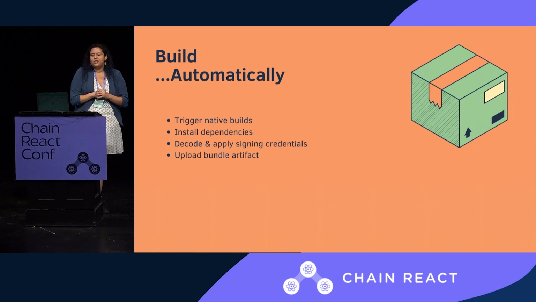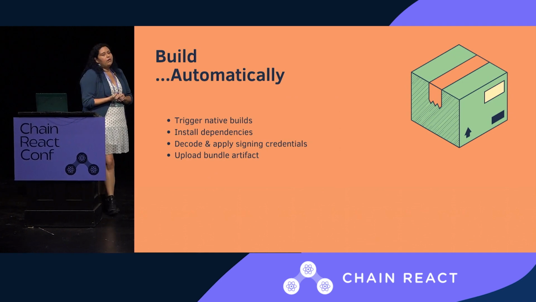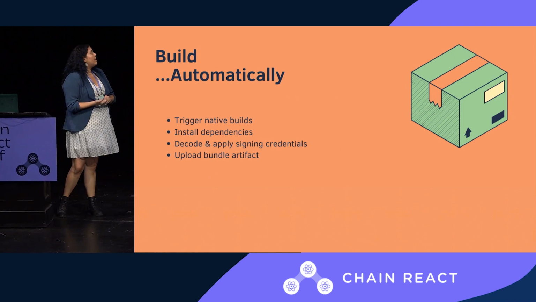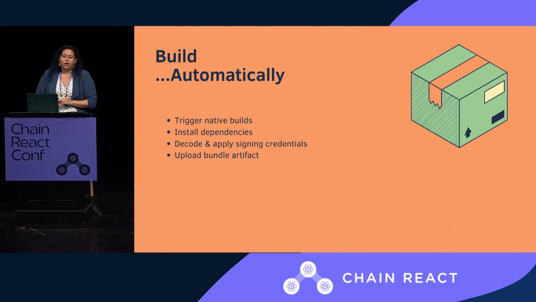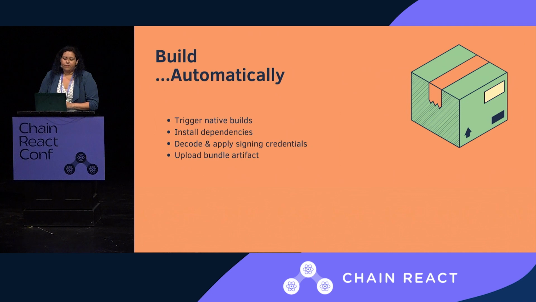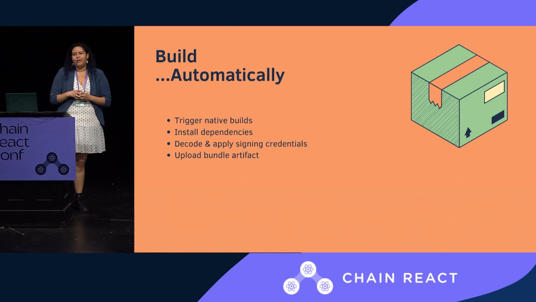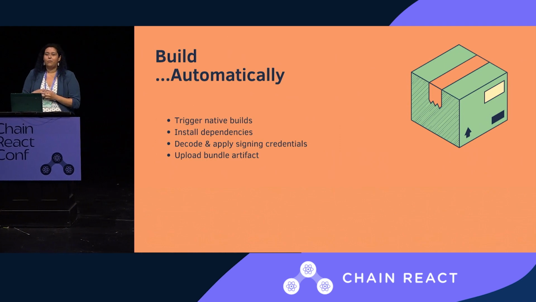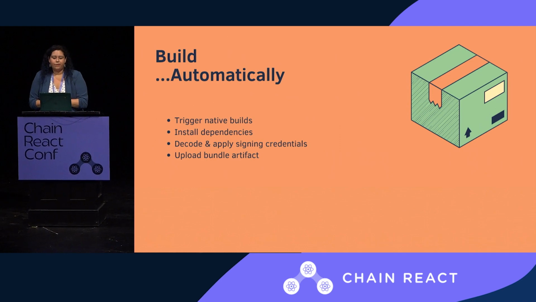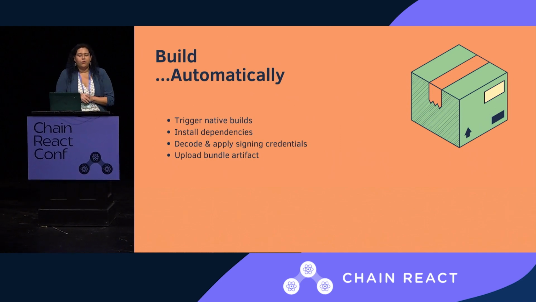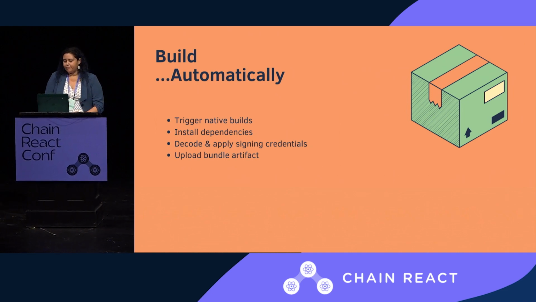So if you would like to automate this build process, the steps that are going to be involved is setting a trigger to trigger what's causing that native build. It could be on demand. It could be as a result of a PR or a commit. You'll need to install that build stack dependencies in the environment. Then you need to decode and apply the signing credentials in the environment. So those signing credentials need to be in the same environment where the build is taking place. If you're in CI/CD, that's the ephemeral environment that you're working with. And then finally, you also need to upload that bundle artifact to be able to access it so you can distribute it to your testers.